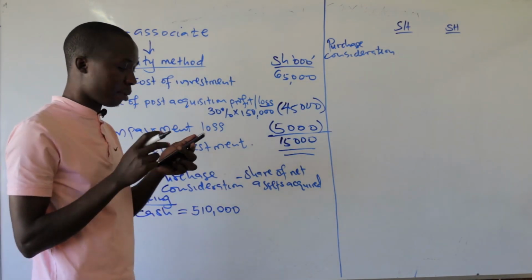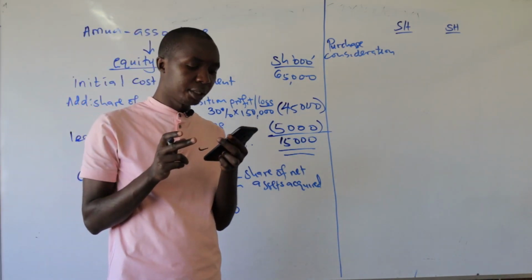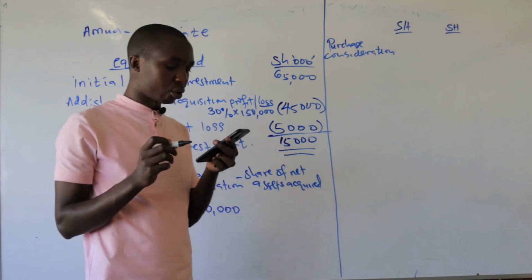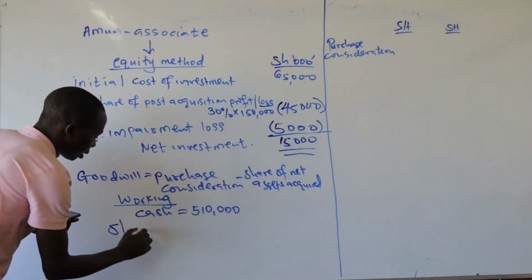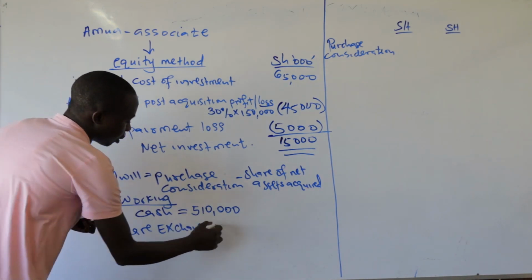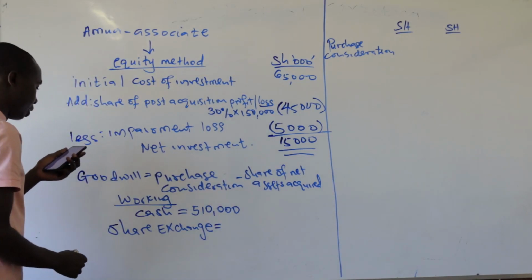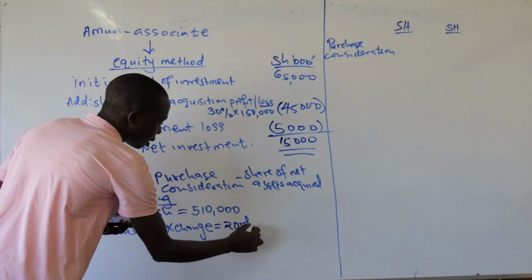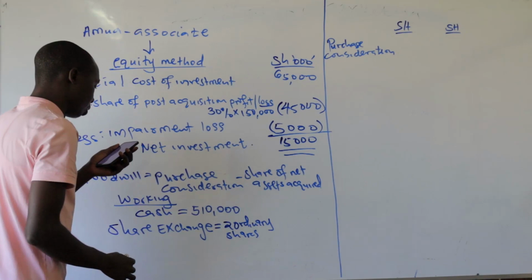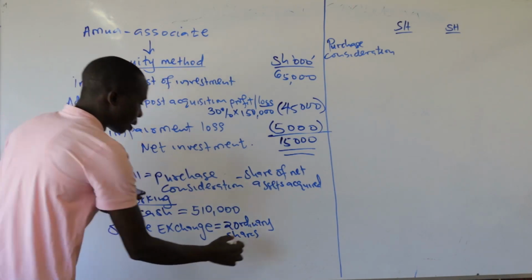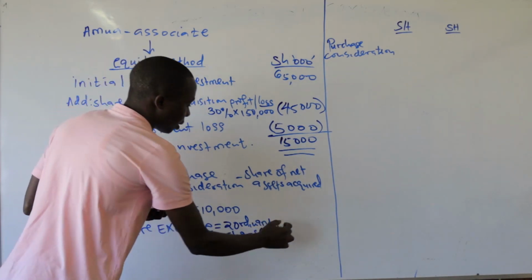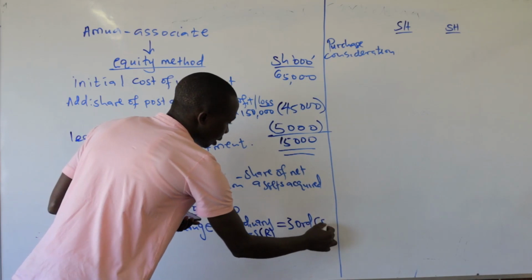Then, after that, they talked about exchange of shares. They said, and the share exchange of 2 ordinary shares in Riziki for 3 ordinary shares in Sarama.